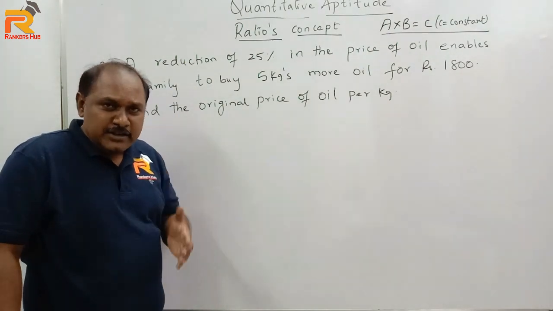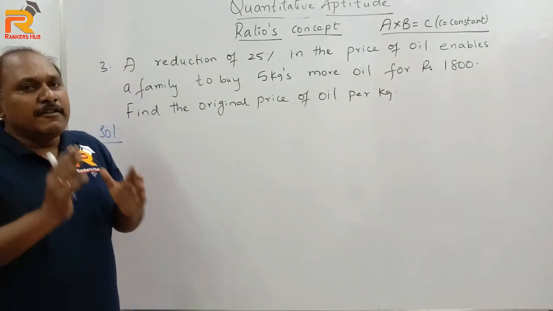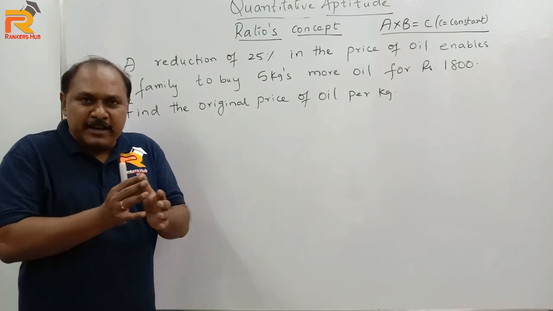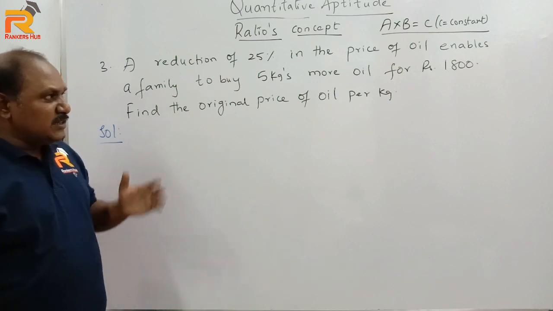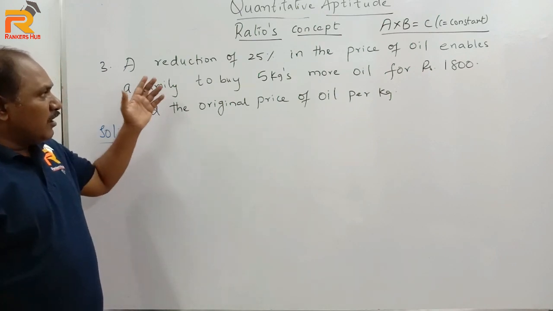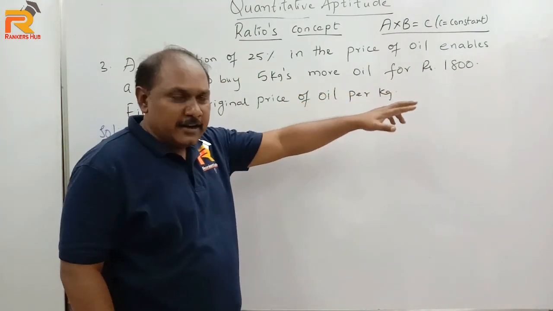If you don't use ratios, definitely you have to use a very lengthy method if you start taking variables by taking let the initial price be x and so on. It's a very lengthy process. Now let's see how to answer this question using the concept of ratios. Now here once again the expenditure is same, that is 1800.